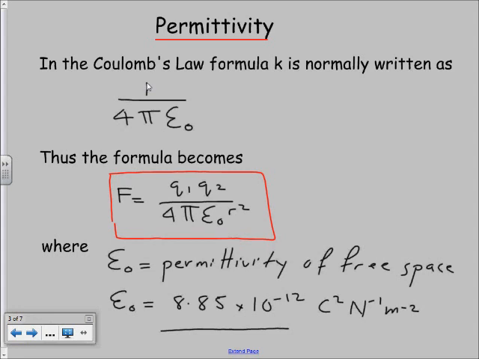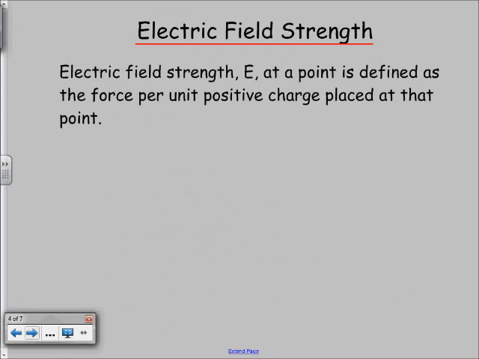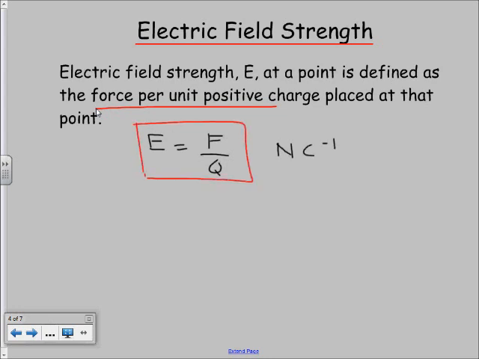All right, electric field strength, defined as being force per unit positive charge. Force per unit positive charge for a charge placed at that point in the field. So E equals F divided by Q, newtons per coulomb. Okay, covered in our revision material in the first video, but mentioning it here as well.